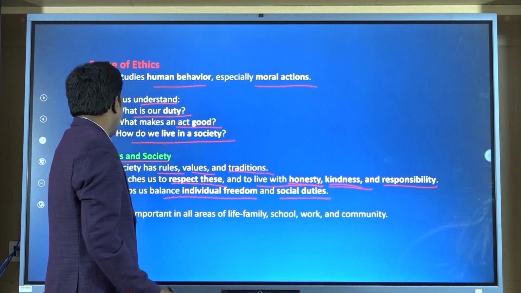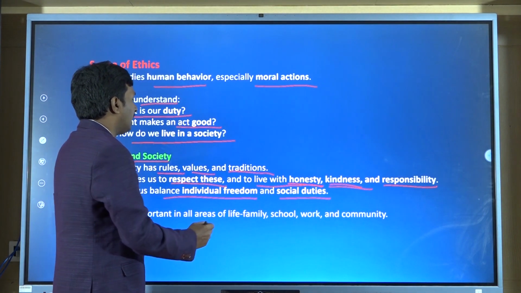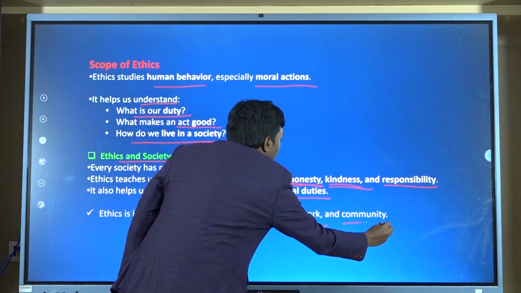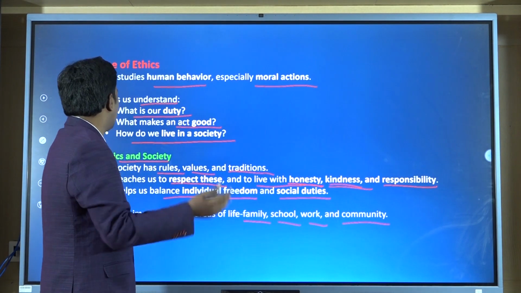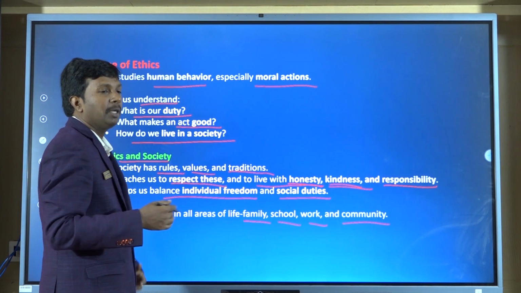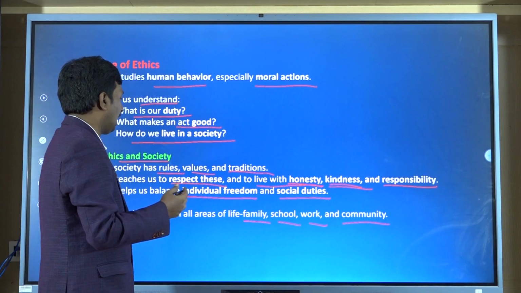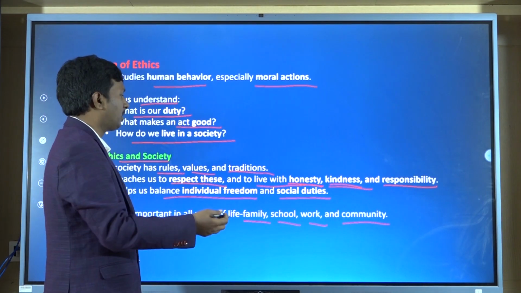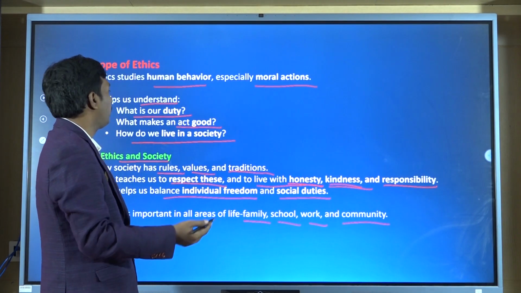So ethics is important in all areas of life, like family life, school life, work life and community. This way we can link ethics with society. So ethics is important in society, in different areas of life, as I said: family, profession, school, work and community.